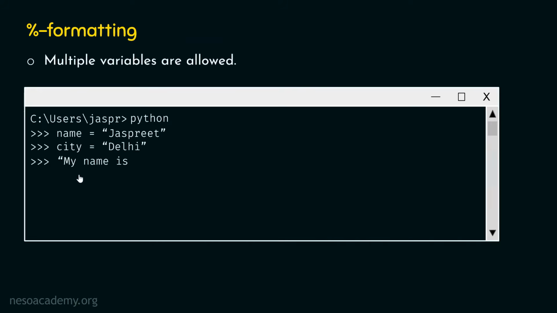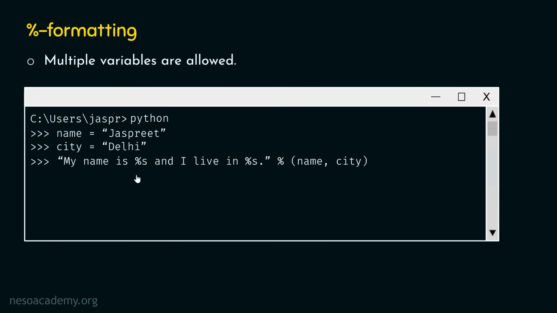Now let's type "my name is %s and I live in %s". We need to enclose the string within double quotes, although we can include this string in single quotes also. After this, we need to add this % sign, and within these round brackets, we need to specify name and city, as we want to include the contents of these two variables inside this string.